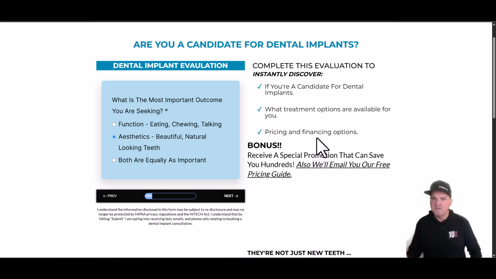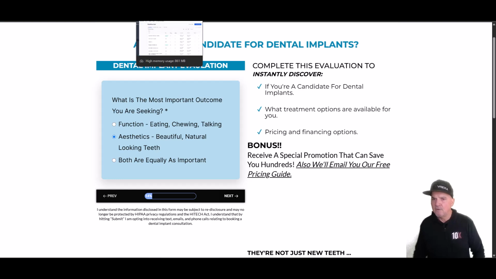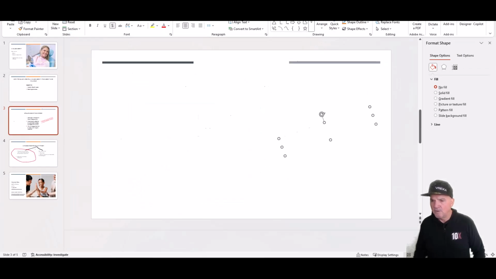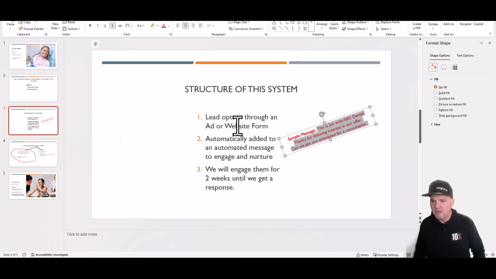Now, just remember, this is not a tutorial on how to use High Level. This is basically a step-by-step process on how we do this. So one thing that we're going to show you is we have the leads opt in through a Facebook ad, a Google ad, or a website form. So just remember that. And then we have AI take over, automation and AI, to engage that lead. So how do we go about doing that and building that out?